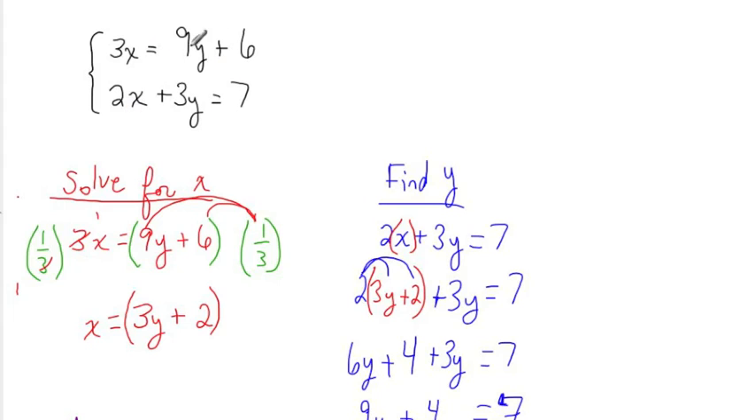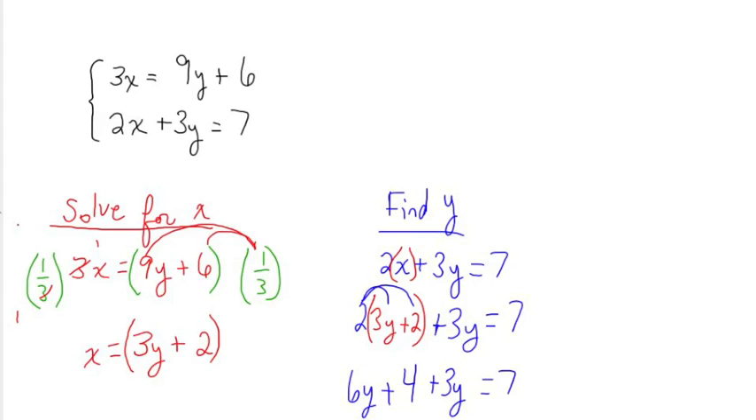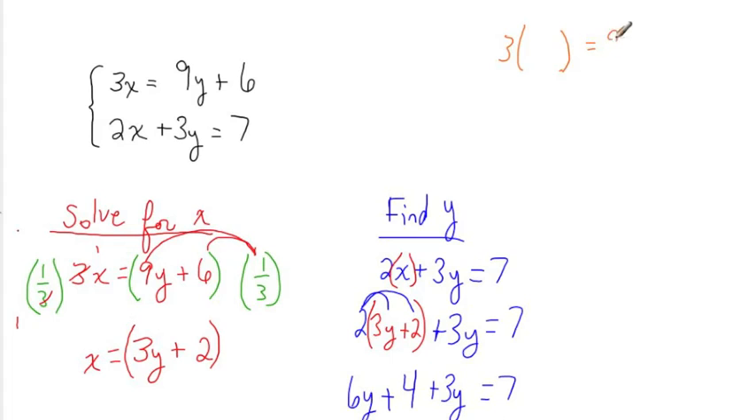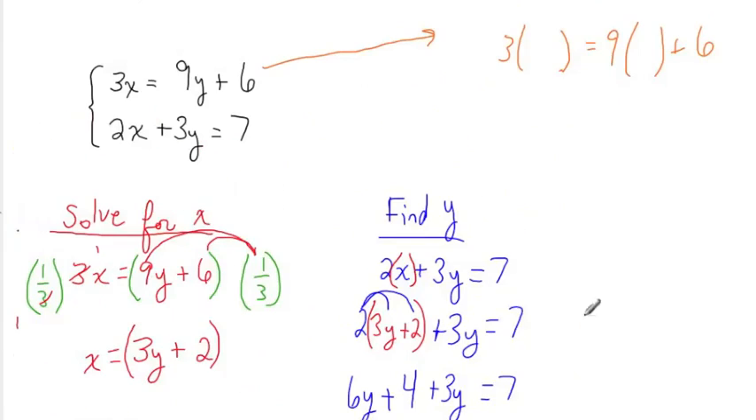And let's go ahead and plug it into this first one here just to make sure that it works. I'll leave the check on the second one to you. x equals 3, y equals 1/3. So let's check it. 3 times x equals 9 times y plus 6. Alright, so I just copied this first equation right over here, except I left a blank for the x and the y. x equals 3, y equals 1/3.